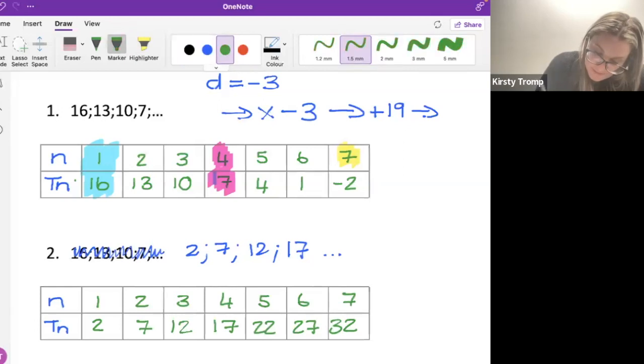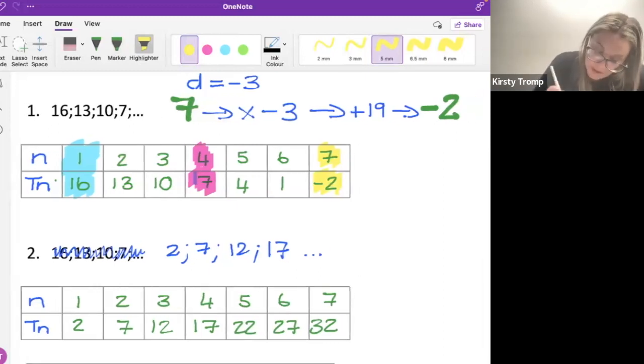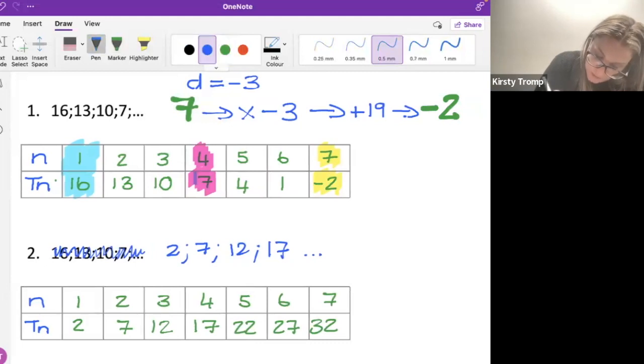We're going to say 7. So let's see, 7 times by -3. A positive times a negative gives me a negative. 7 times by 3 gives me -21. And -21 plus 19 gives me -2. Is that what my answer is? Yes, maths is beautiful.